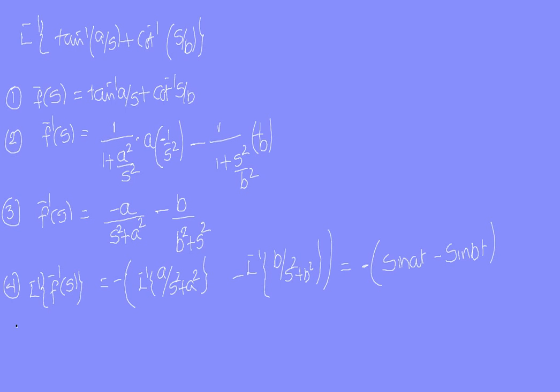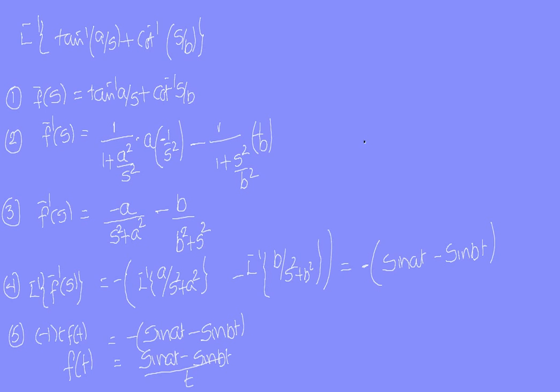Fifth step, L inverse of f dash of s means minus 1 into t into f of t is equal to minus of sin at minus sin bt. Therefore f of t is equal to sin at minus sin bt by t. So this is the f of t, nothing but the L inverse of f bar of s value.